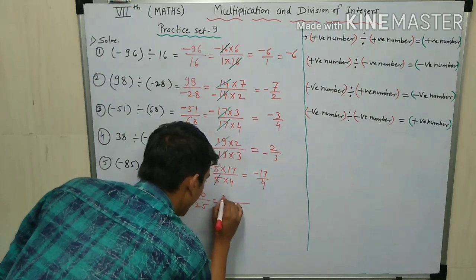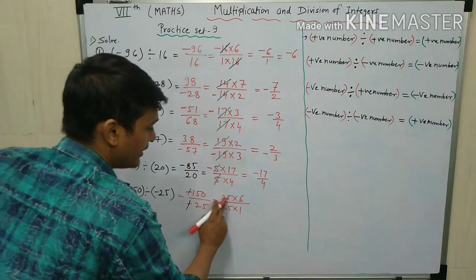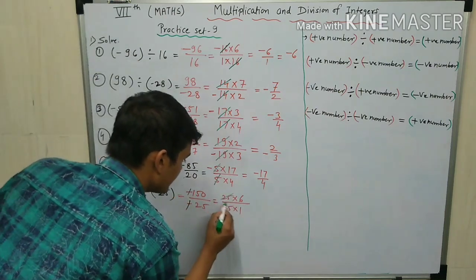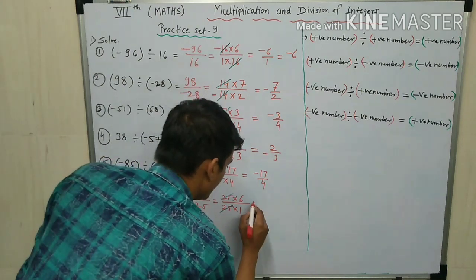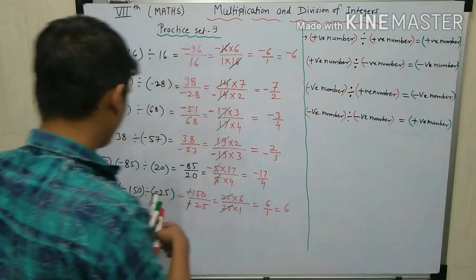25 into 1 and 25 into 6. 25 ones are 25 and 25 sixes are 150. The 25 is cancelled. What we get here is 6 upon 1, which is equal to 6.